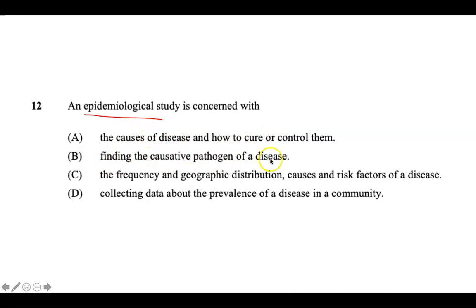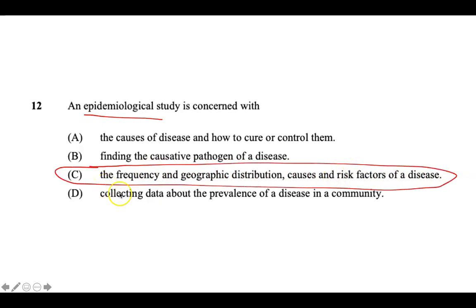Finding the causative pathogen of a disease. Now, again, epidemiological study is probably not what we're looking for there. We're probably more looking for a clinical trial of some sort, something more of a direct comparison, although an epidemiological study might clue us in that there's some sort of pathogen that's causing the disease. Option C, the frequency and geographic distribution, causes and risk factors of a disease, that very much is in the epidemiological study realm. So that's the correct answer we're looking for there. Collecting the data about the prevalence of a disease in a community. Again, that would be part of an epidemiological study potentially, but it's not the entire picture of an epidemiological study. So the best answer here is answer C.